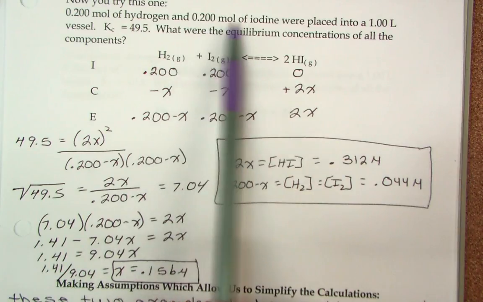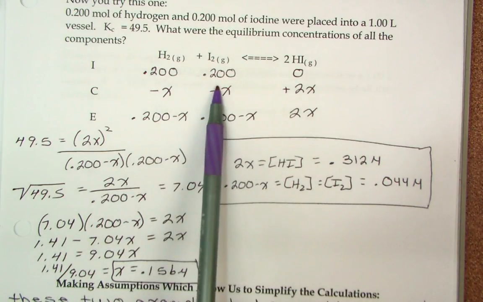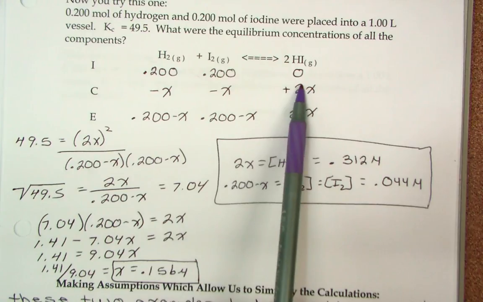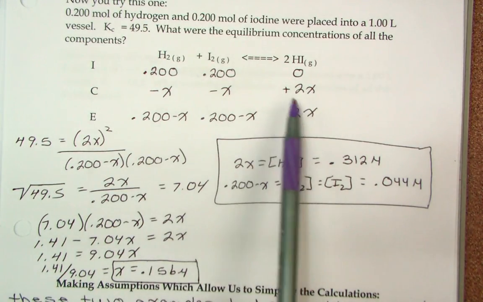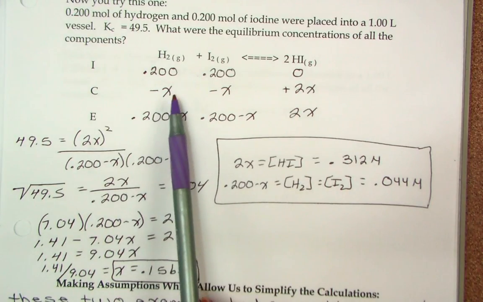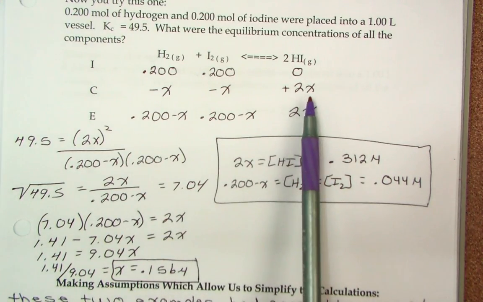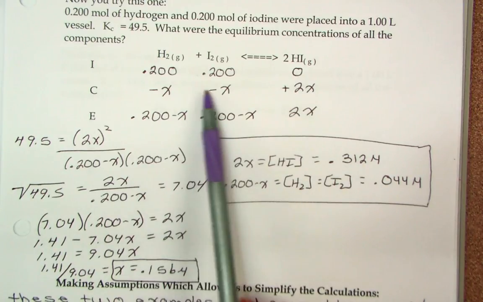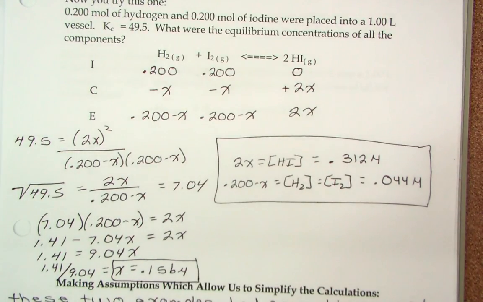We had 0.2 moles in a 1 liter flask, so each of the initial concentrations was 0.2 molar. We had 0 hydrogen iodide. This problem was different because of the 1 to 1 to 2 stoichiometry. So I set this up as minus x, minus x, and plus 2x. Now I did see one group that had 0.5x, 0.5x, and x, and there's no problem with doing it that way.